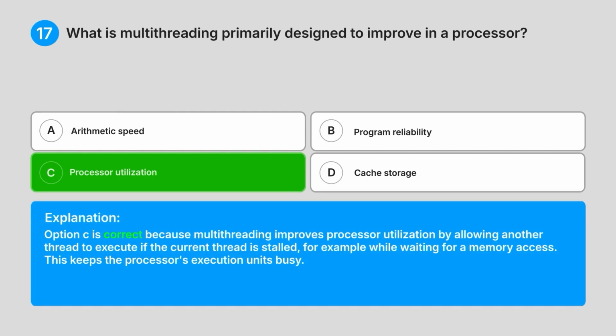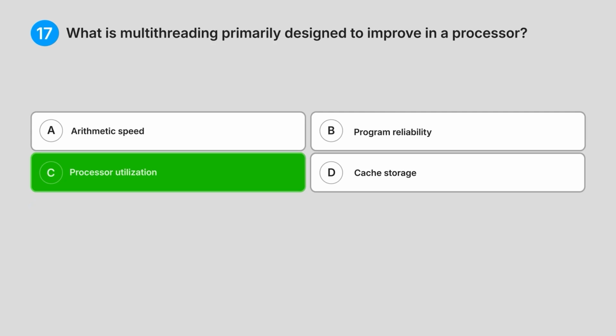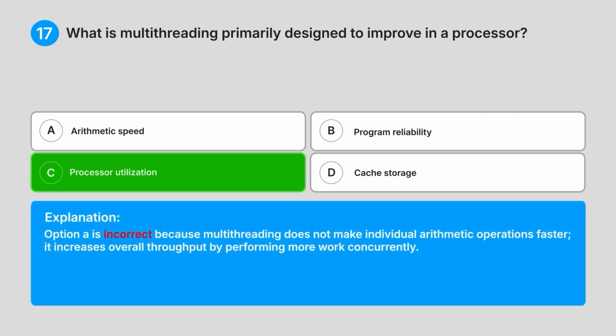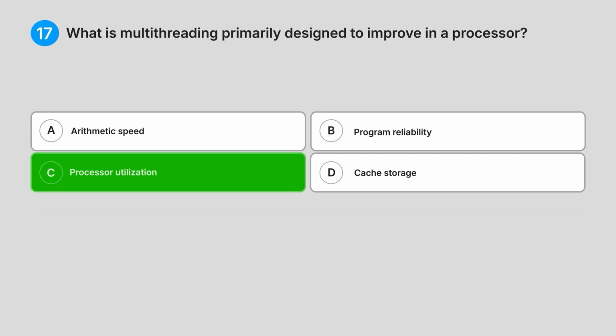Explanation: option C is correct because multithreading improves processor utilization by allowing another thread to execute if the current thread is stalled, for example while waiting for a memory access. This keeps the processor's execution units busy. Option A is incorrect because multithreading does not make individual arithmetic operations faster. It increases overall throughput by performing more work concurrently.